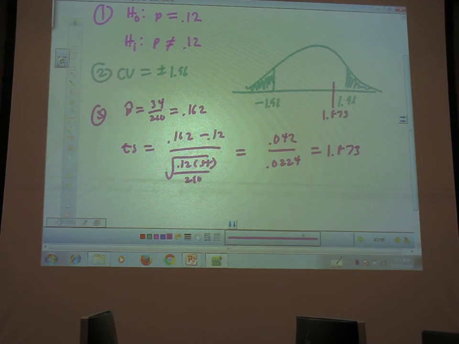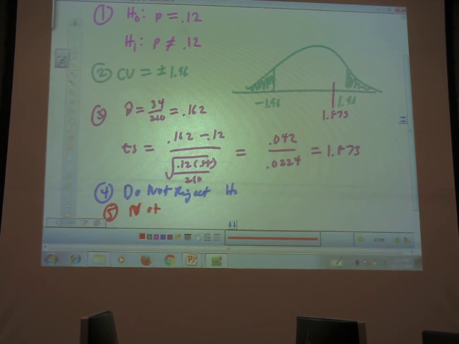Are we going to reject H naught or not reject H naught? Not reject H naught. There's not enough evidence to reject the claim that 12% of students make 808 classes. Good job. My claim was that they were equal to, yeah, that they were equal to. So there's not enough evidence to reject the claim.